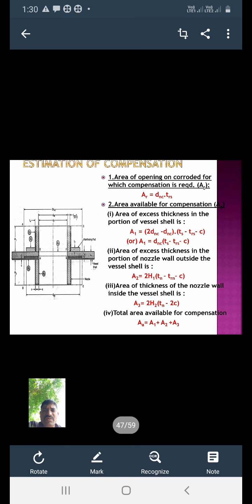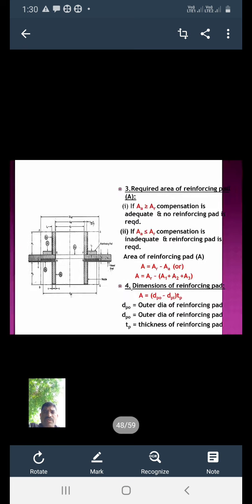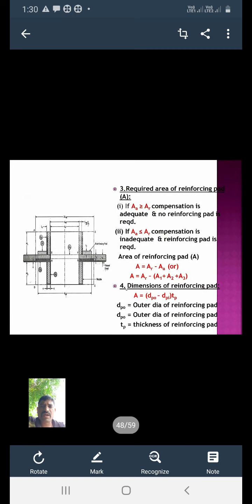And last is the total area available for the compensation. You should make the summation of A1, A2, A3. Then you will get the total area available for the compensation. Okay. Then required area of the reinforcing pad. How to calculate the required area of the reinforcing pad?